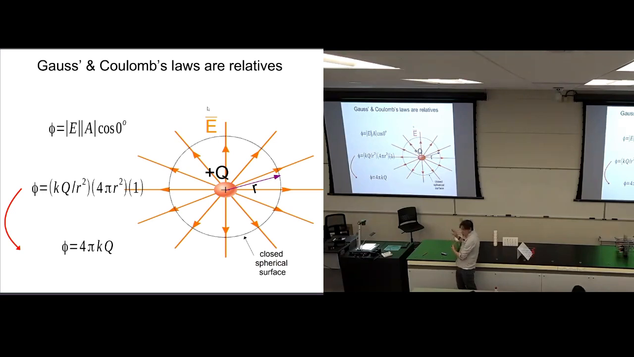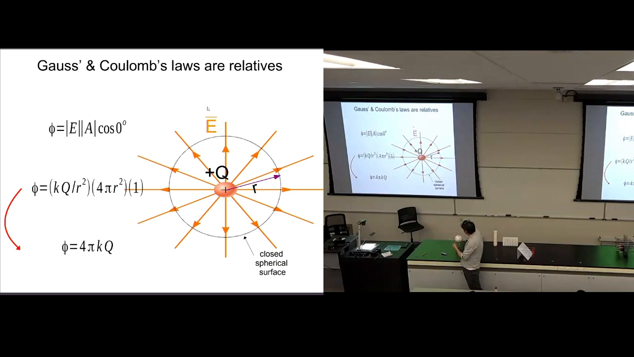So the field strength I'm picturing by how closely packed the field lines are and the direction of the field lines. The flux I'm picturing through the surface by imagining the number of field lines that are cutting the surface. So again, this is how we visualize field at points, how we visualize flux through surfaces. How are the two related?